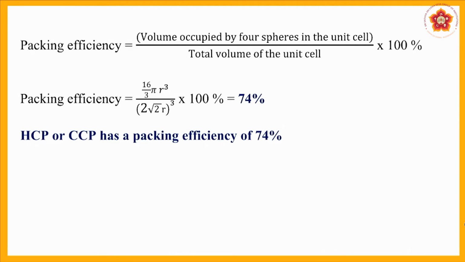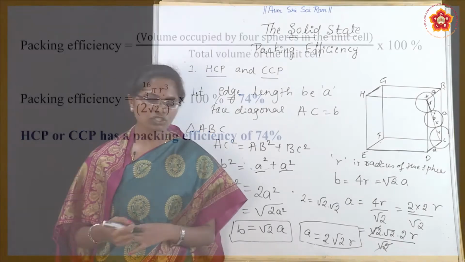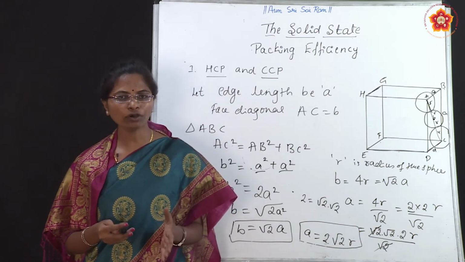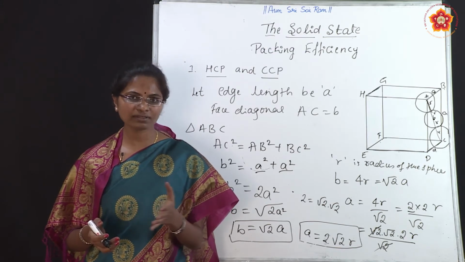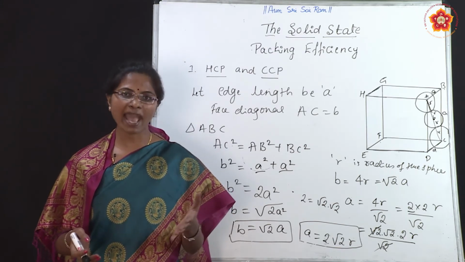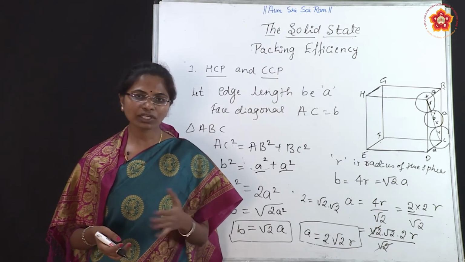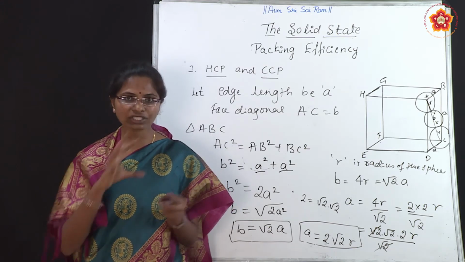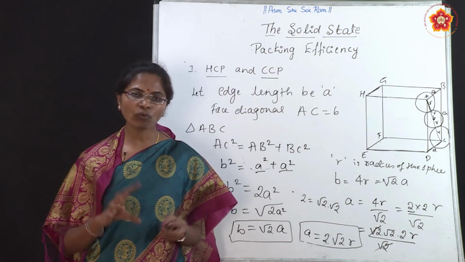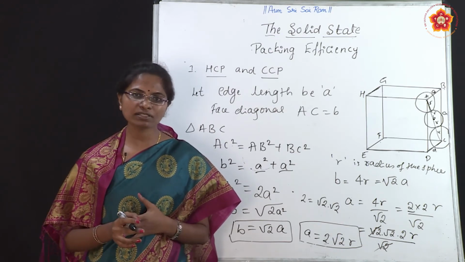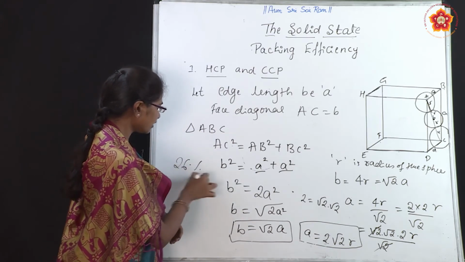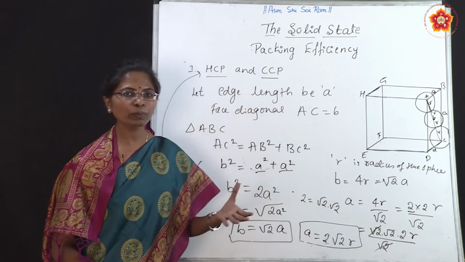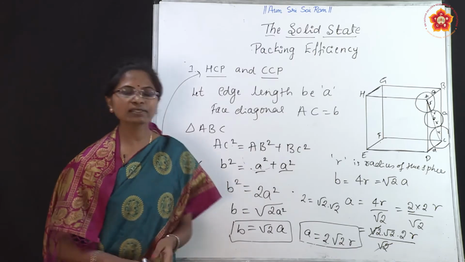If you do 100 minus 74, that is 26. So 26 percent is empty space present in the CCP or HCP. CCP is nothing but the face centered cubic unit cell, another name, the same as FCC. So it means 74 percent of the atoms, ions or molecules are arranged in that one unit cell, and around 26 percent is empty space in the CCP or HCP. This is all about the packing efficiency in HCP and CCP.